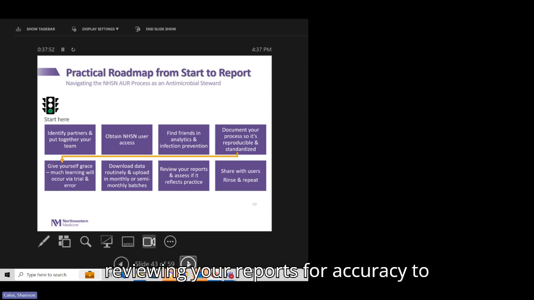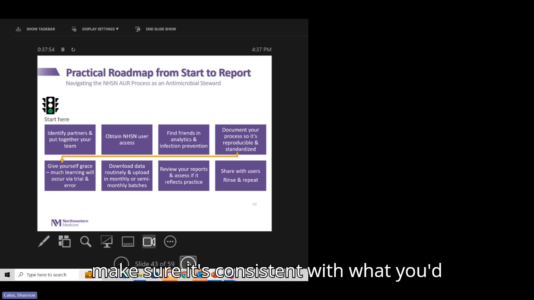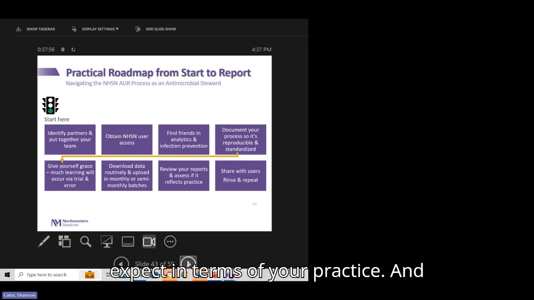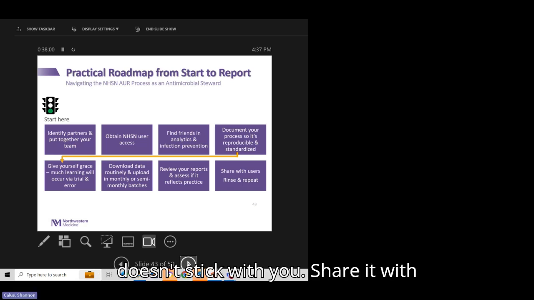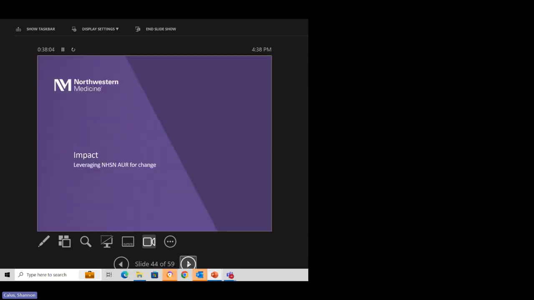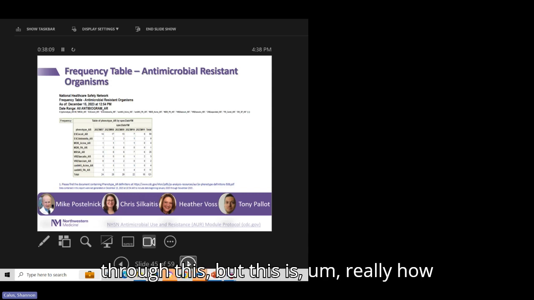And then make sure you're reviewing your reports for accuracy, to make sure it's consistent with what you'd expect in terms of your practice. And then make sure this information doesn't stick with you; share it with other users, decision makers, and then repeat the process from there. Knowing that we're a little short with the issues, I'll breeze through this.